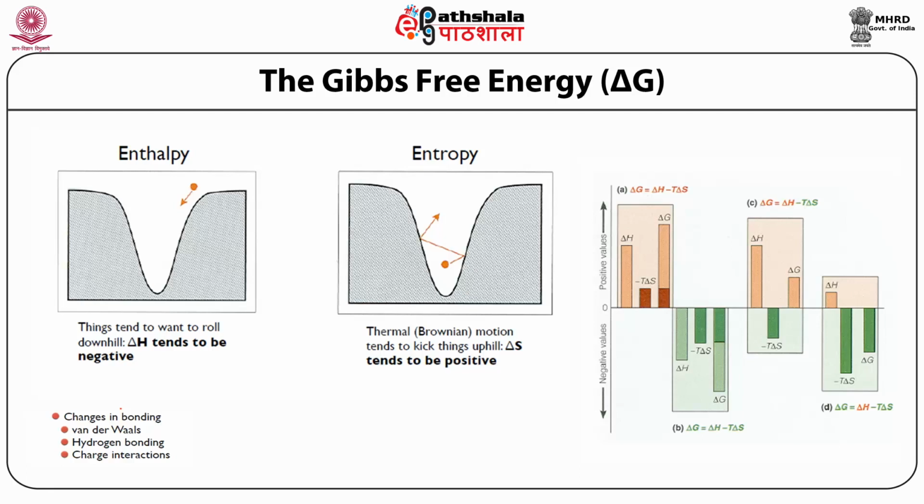In the third case, delta G is again positive because delta H is positive and delta S is negative, so ultimately delta G is positive. And in the fourth case, delta H is positive and T delta S is more negative, so the overall value of delta G is negative.